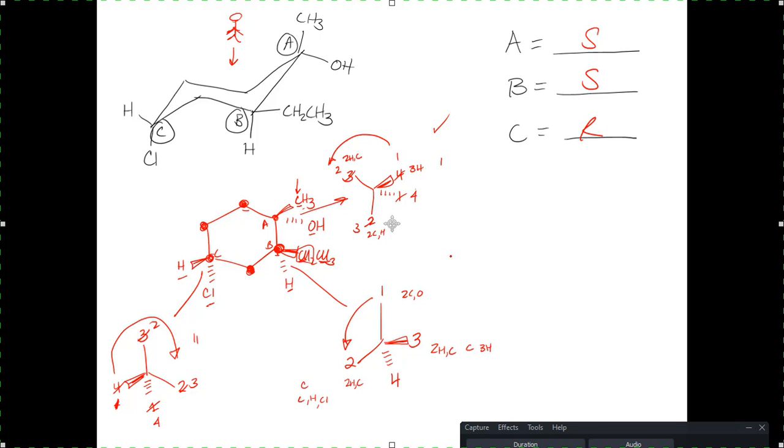Okay. So that's how we look at chair cyclohexanes and determine R and S values.